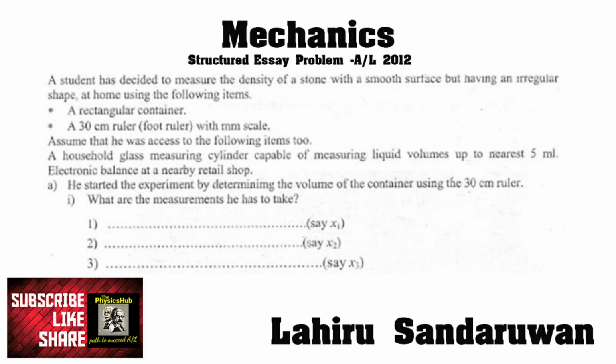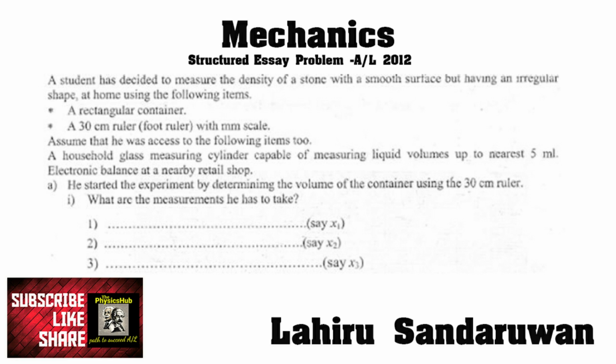A student has decided to measure the density of a stone with a smooth surface but an irregular shape at home using the following items: a rectangular container and a 30 centimeter foot ruler with a millimeter scale. Assume that he has access to the following items too: a household measuring cylinder capable of measuring liquid volumes up to the nearest 5 milliliters.